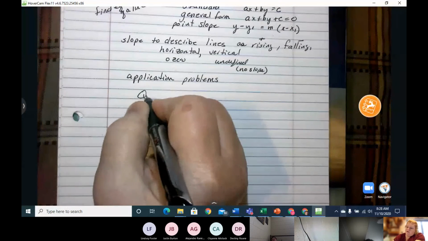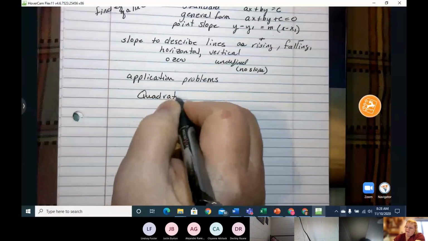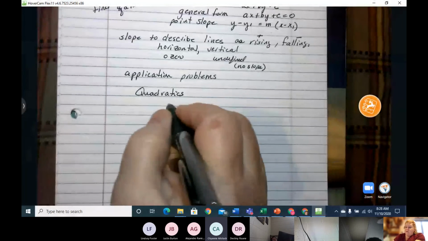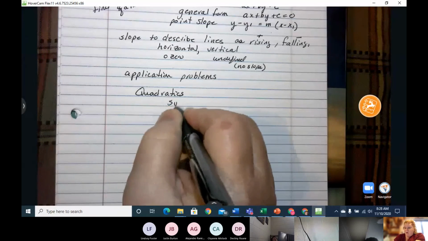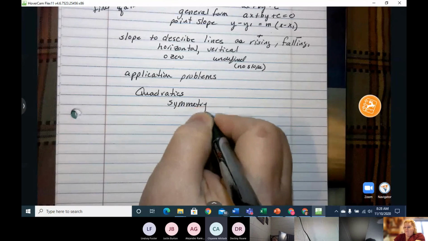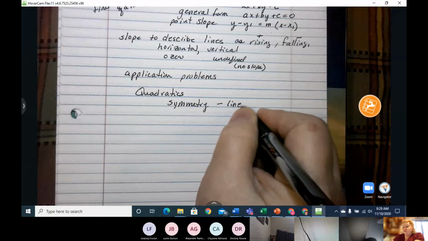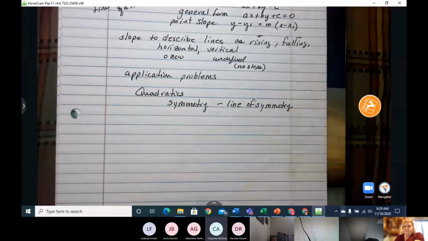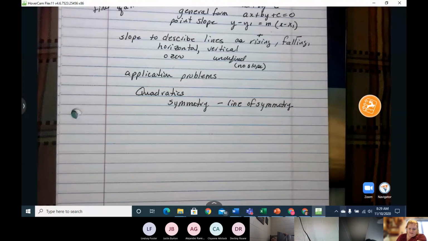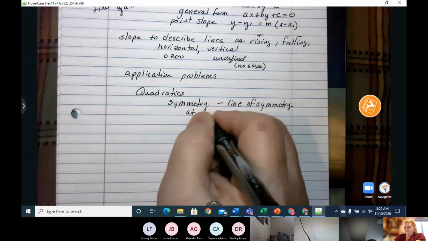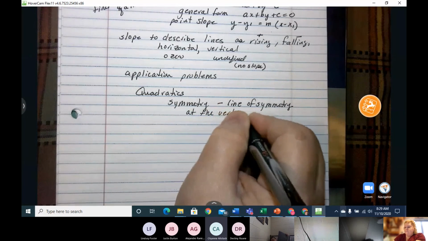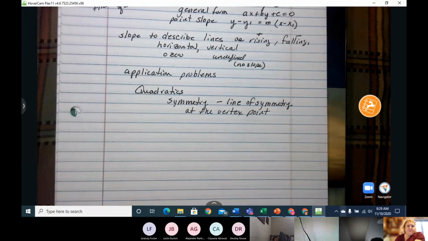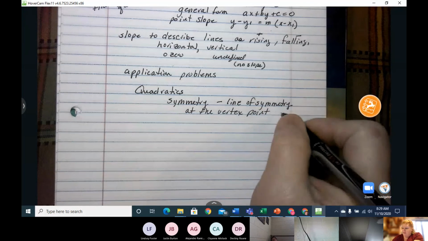The last one that you studied in functions were the quadratics. With the quadratics, we talked about the symmetry in the quadratics. We talked about the line of symmetry. You want to be able to find that line of symmetry. If you know what the vertex point is, you should be able to find the line of symmetry.